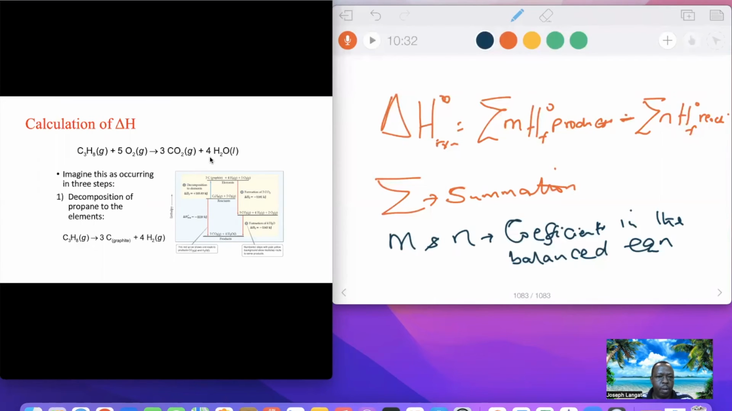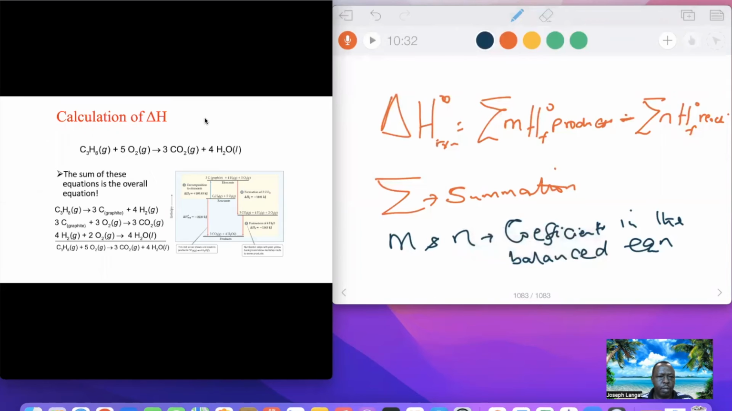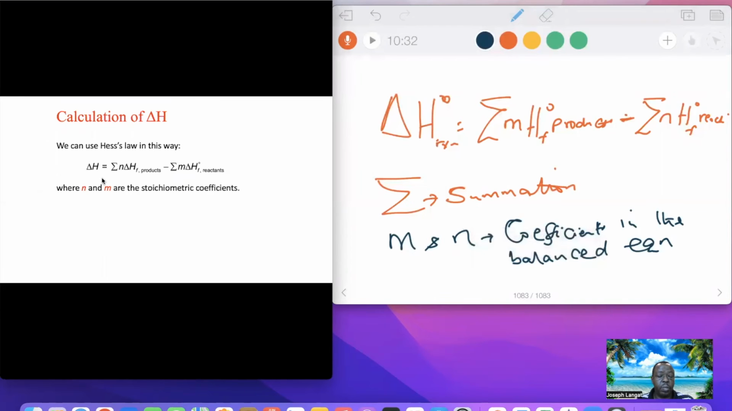Allow me to fast forward to see how this will be calculated using the equation on the whiteboard right here. This is the equation you need to remember. It's the same one I have on my whiteboard, using Hess's law. M and N are the coefficients in the balanced equation. This equation is going to be on the formula sheet in the exam. Know how to use the coefficients.